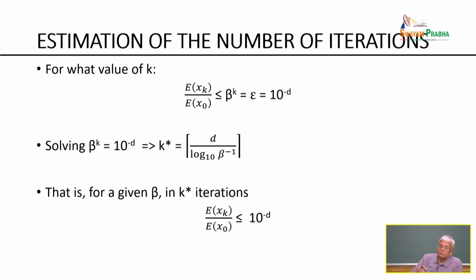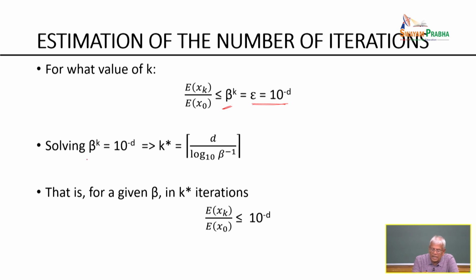Now, I am going to compute the estimate of the number of iterations needed. So, we have already shown E of xk by E of x naught is beta to the power of k. Suppose I want beta to the power of k to be equal to epsilon, which is equal to 10 to the power of minus d. What is 10 to the power of minus d? I want the two successive iterations to differ only in d decimals. D could be 3, 5, 7 and so on. That means I have reduced the value of the ratio to 10 to the power of minus d.